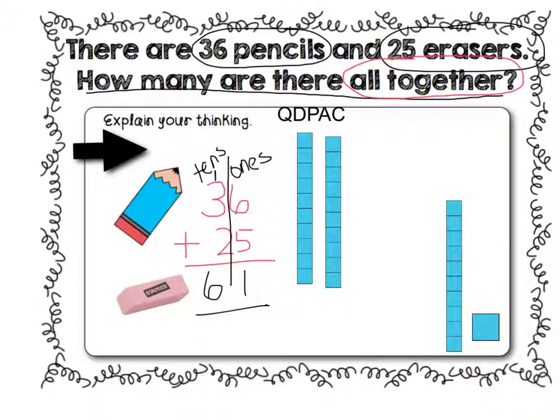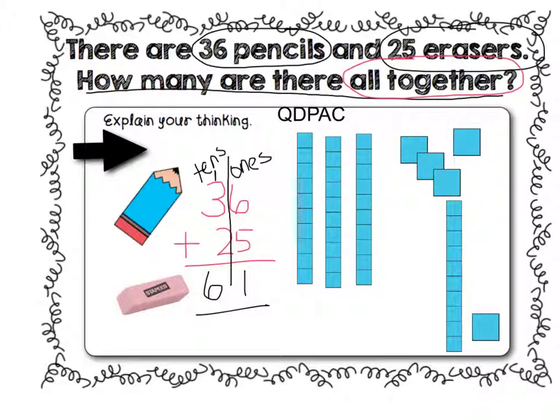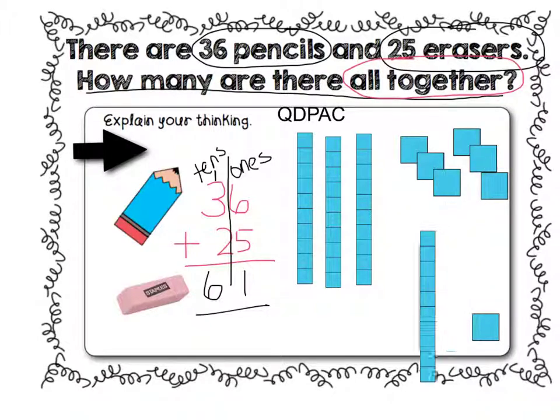1, 2, and 3. So there's my 3. And now I need to make 6. So I've got 1, 2, 3, 4, 5, and 6. And now I need to make 25.